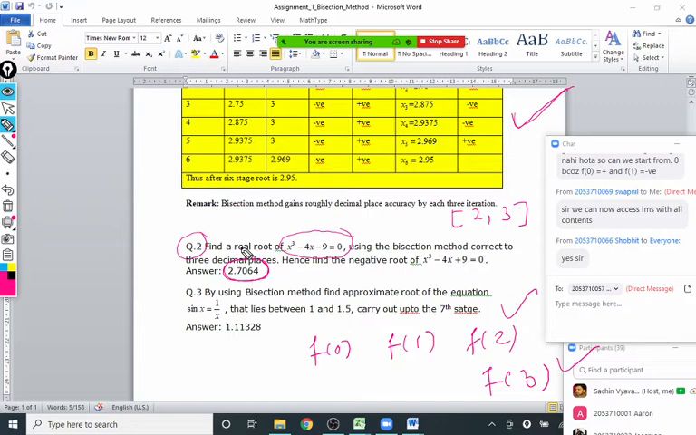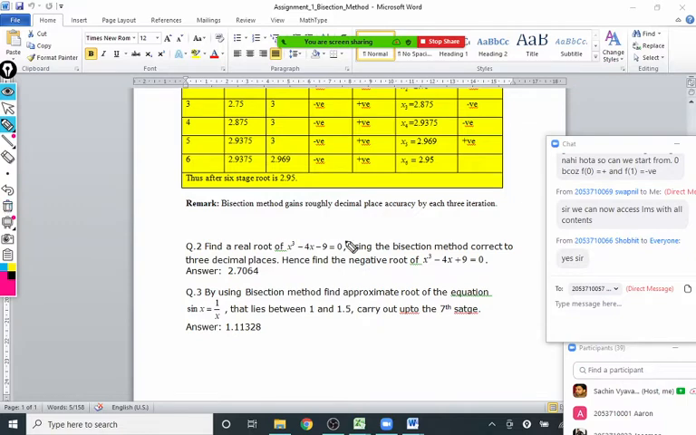But I will ask another thing: how to get the answer for the second part. Hence find the negative root of this function. So can you use the information that the root of this equation is this much? What about the root of this equation? Is there any connection between these two equations?